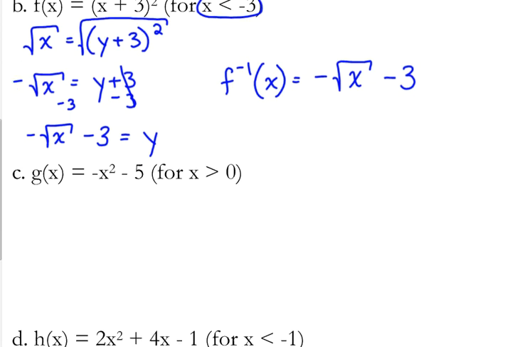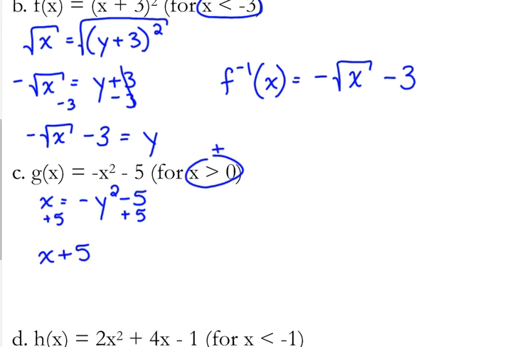Okay, let's do c. g of x is equal to negative x squared minus 5 for x is greater than 0. So greater than means positive square root. I wanted to establish that before we did the problem. All right, so we've got x is equal to negative y squared plus 5. We're trying to get y by itself. What do we do first? Add 5. This one's a slightly different order. We need to add the 5 first.